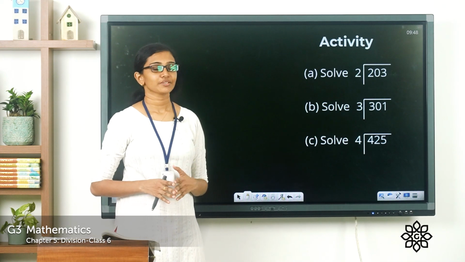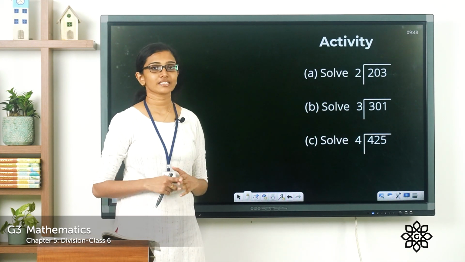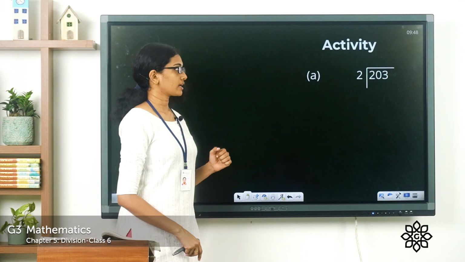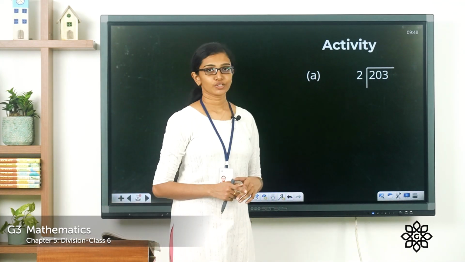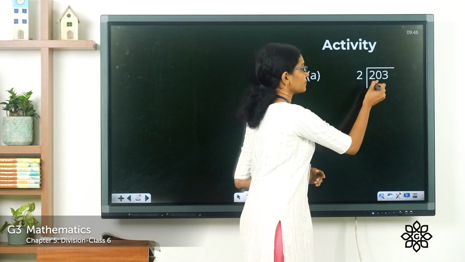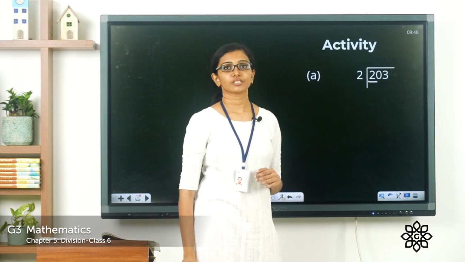Hope you are done with that activity. Now let's discuss each question one by one. The first one, 203 divided by 2. Let's do the division. Let's consider the first digit of the dividend, which is 2.